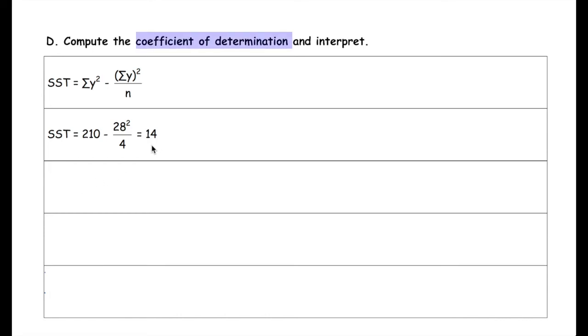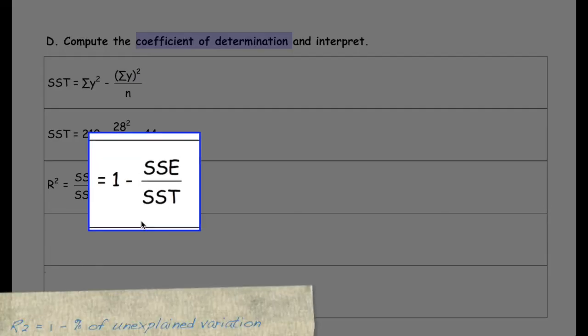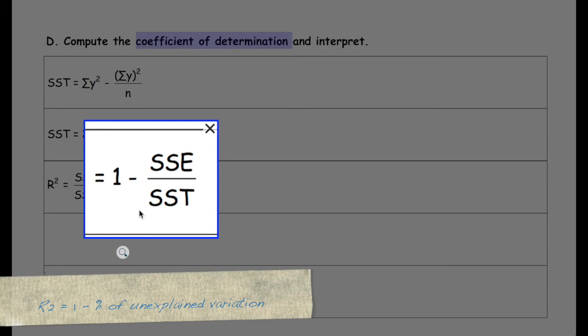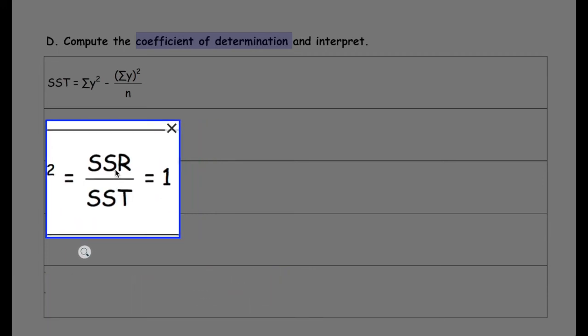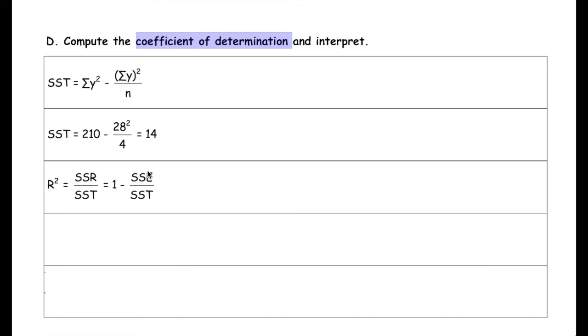And so once you've found SST, you can calculate R squared. R squared is either SSR over SST or 1 minus SSE over SST. The second way of calculating R squared is not offered on the formula sheet, but I'd strongly recommend that you remember it. And that's because it saves you a lot of time. Oftentimes you know what SSE is, so you can find R squared right away without necessarily computing SSR first. So in our example, we've found SSE, we just found SST, we can calculate R squared. We get an answer of 0.954 repeated.